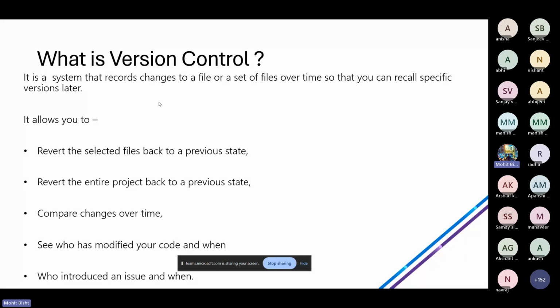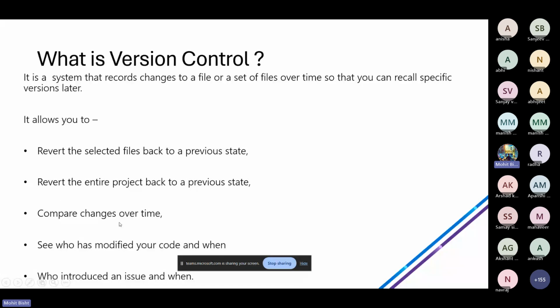So I can directly go to version 1 because GitHub is saving all the versions. So this is important in a version control system: suppose I'm making changes to my files and the next day I want to revert back to that position, so it is useful. You can understand version control that way, right? So it allows you to revert selected files. As I told, we can go to a previous state, right? And we can compare the changes over time.